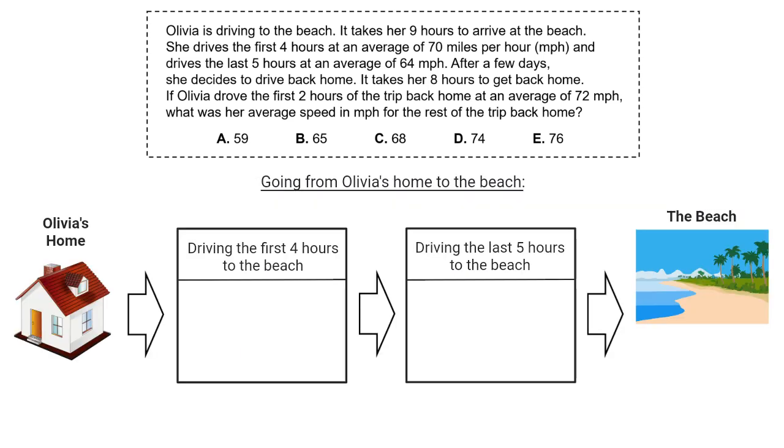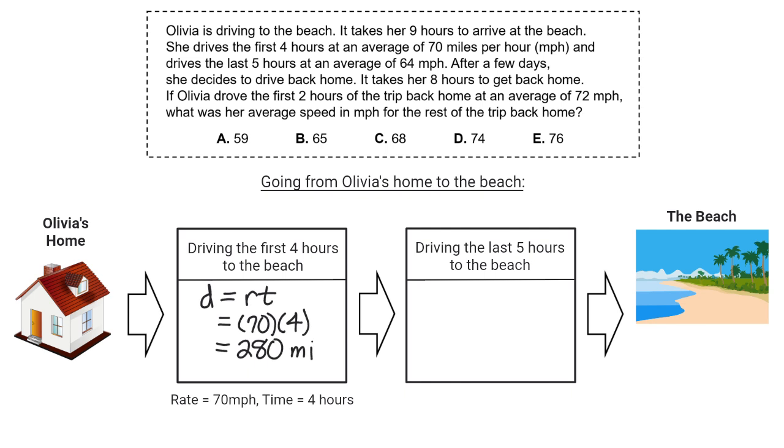So now let's look at the first leg of the trip. For the first leg of the trip, she drove the first 4 hours at 70 miles per hour. So we can get the distance she covered during that leg. Distance is going to equal rate times time, which is going to be 70 times 4. And that's going to give you 280 miles. So for the first leg of the trip, she traveled 280 miles.